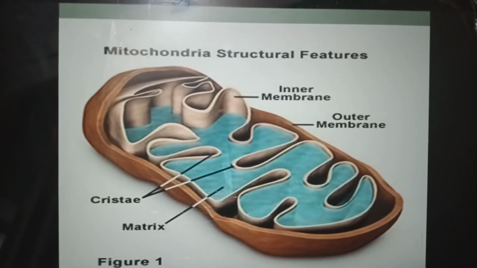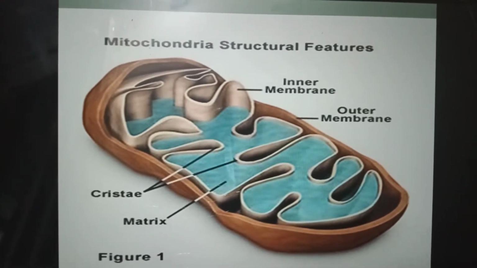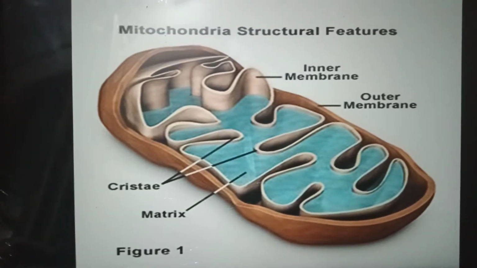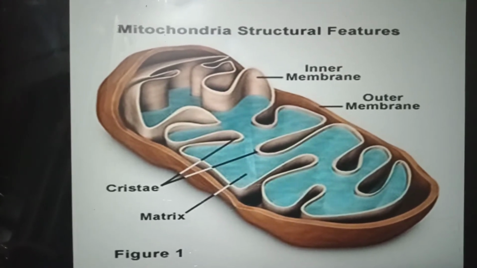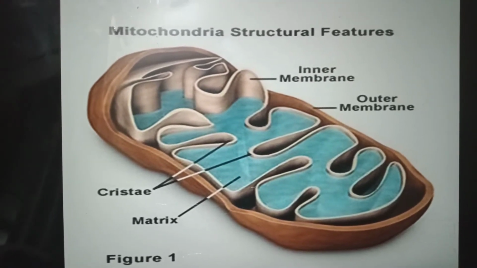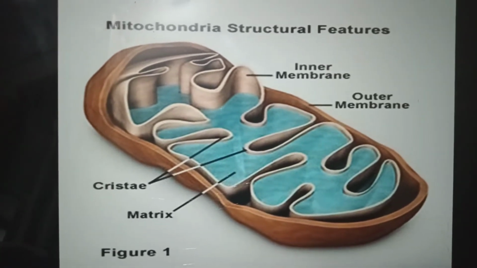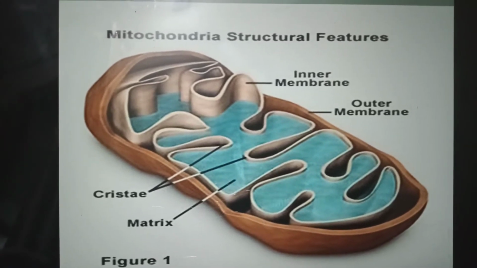So, mitochondria, singular mitochondrion, are double membrane bounded structures found only in eukaryotes. These are the sites of aerobic respiration and are the major energy production centers. So it is also called the powerhouse of the cell.